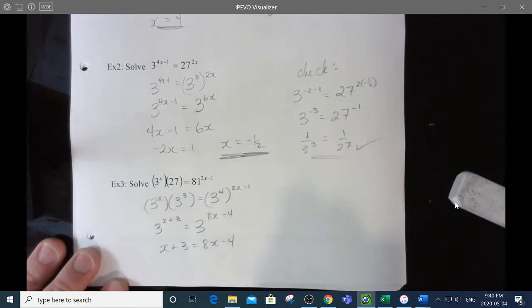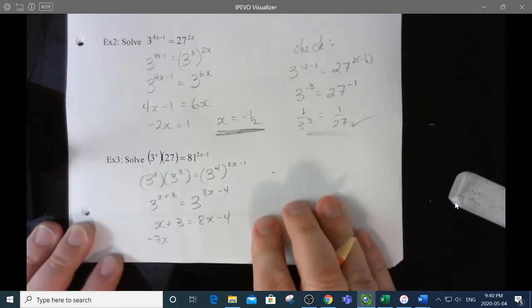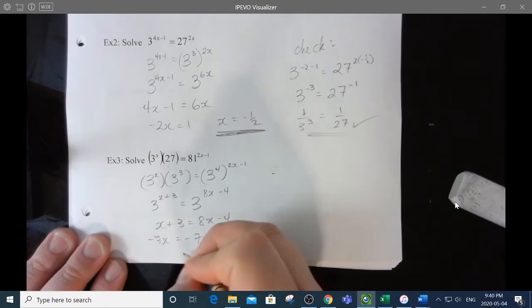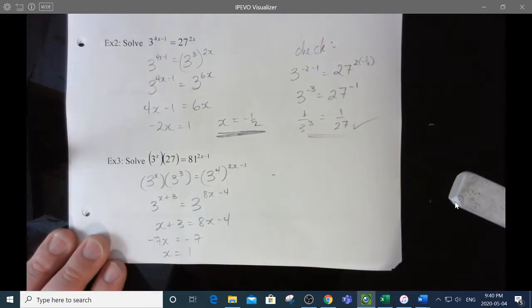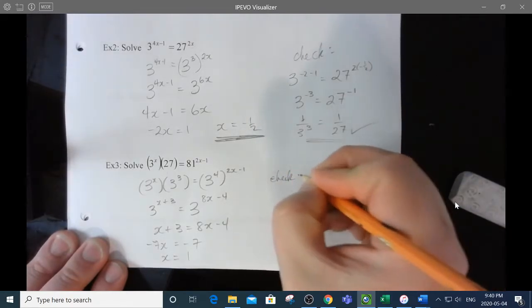And then I'm going to minus 8x from both sides. I'll finish it down here. And then I'll minus 3 from both sides. Divide both sides by negative 7. And x is equal to 1. Let's do a check. See if that's true. And then let's misspell the word check.